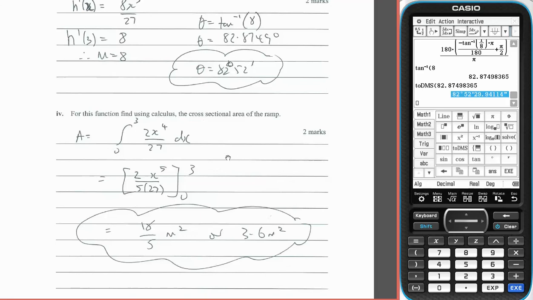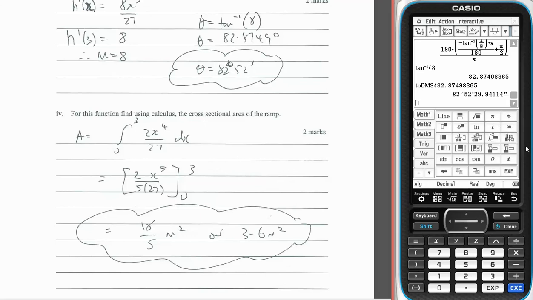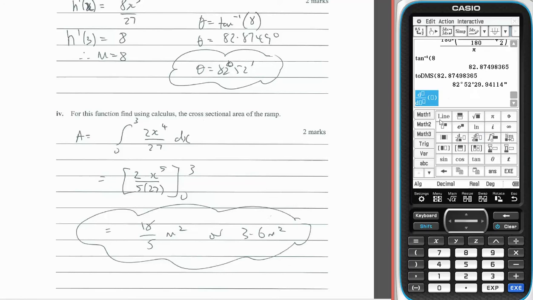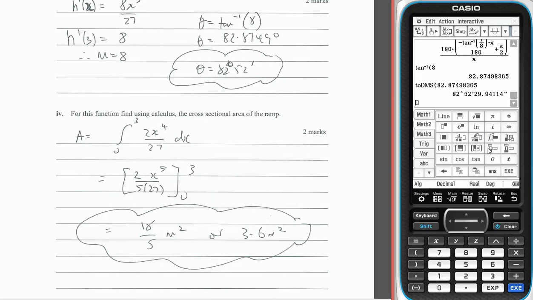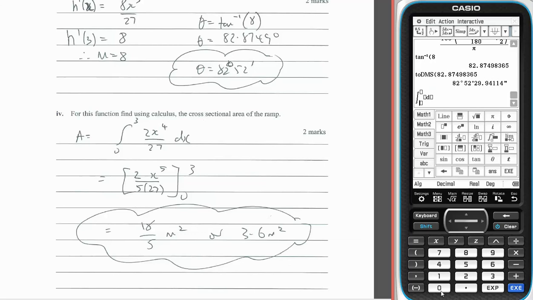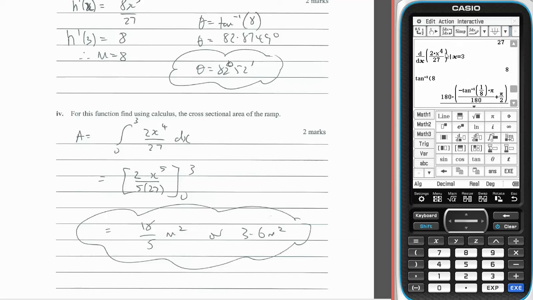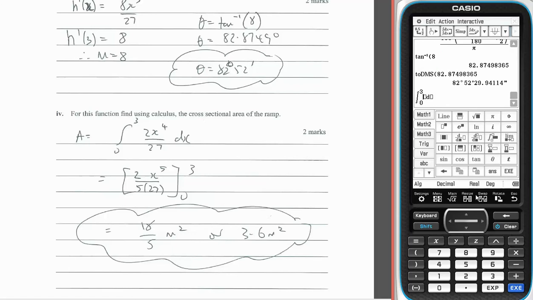And to find the cross-sectional area of the ramp, it's going to equal the definite integral from 0 to 3 of this with respect to x, which gives an answer of 3.6, or in standard form, an answer of 18 on 5. That's the first question.